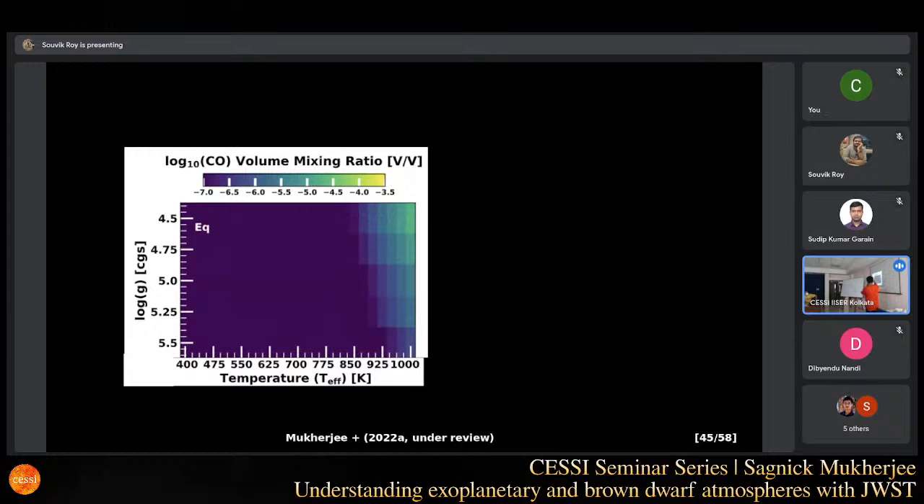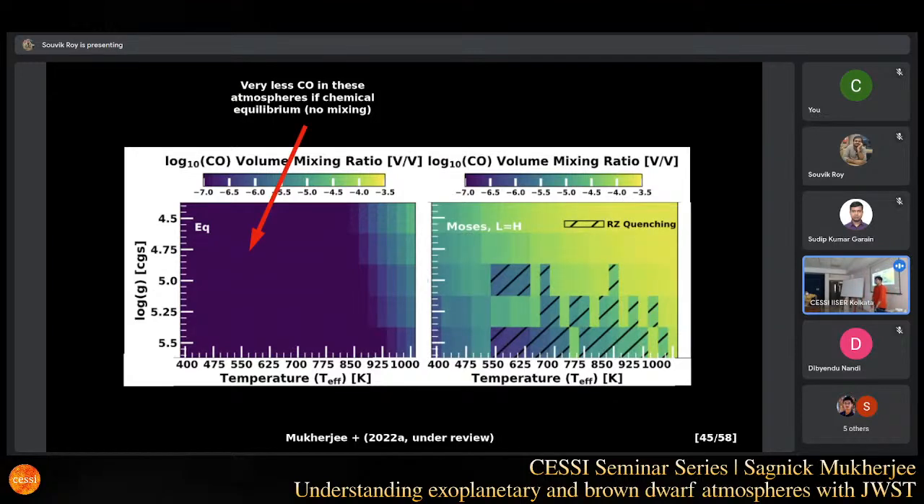And this plot, again in the same parameter space, is showing you the amount of CO in their atmosphere if you did not have any dynamics. And as you guessed, you do not have any CO because you do not expect that. Now, once you include dynamics, you tend to get a lot of CO because things are dredging up. Everything which is hatched in this diagram are objects where CO was quenched in the radiative zone, and everything which is not hatched are objects where CO is quenched in the convective zone.